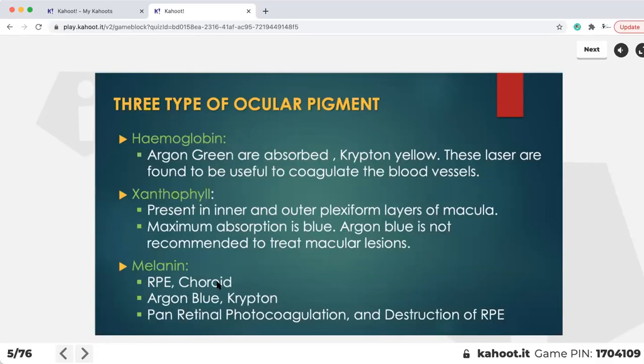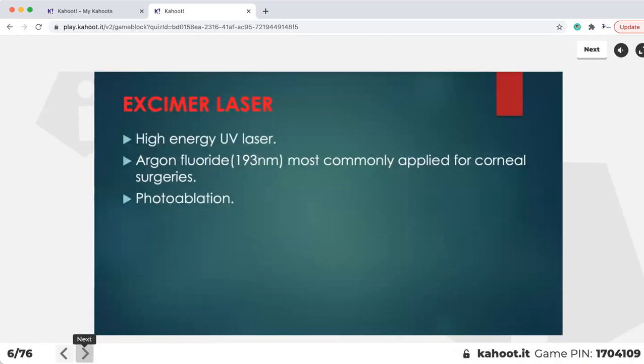Then the melanin is present in the RPE and the choroid. It absorbs the argon, and also the krypton, and also the diode laser, and it can be used for pan-retinal photocoagulation and destruction of retinal pigment epithelium. The excimer laser's medium is argon fluoride, not helium neon.